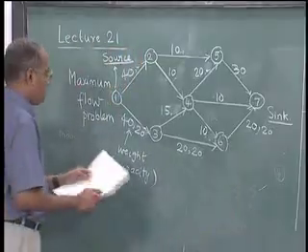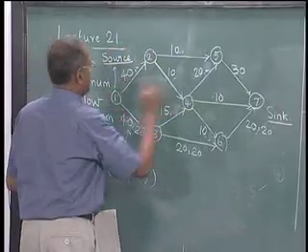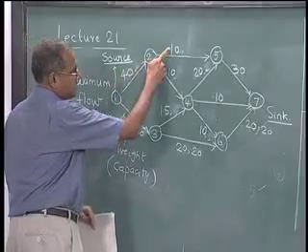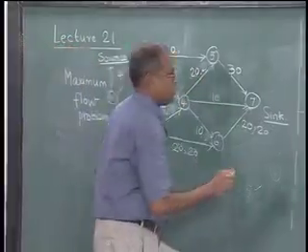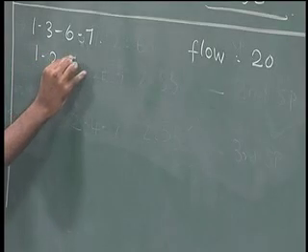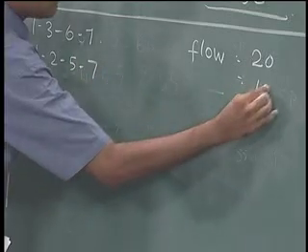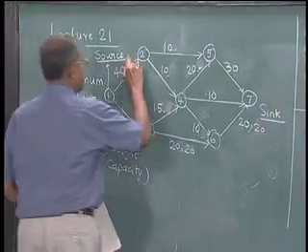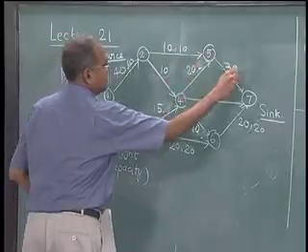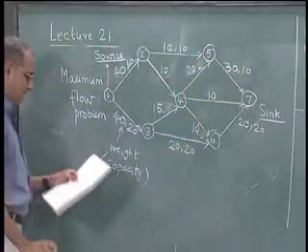Now, let us look at 1, 2, 5, 7. So, this is 40, this is 10, this is 30. So, we get flow equal to 10. So, this becomes 10, this becomes 10, this also becomes 10.